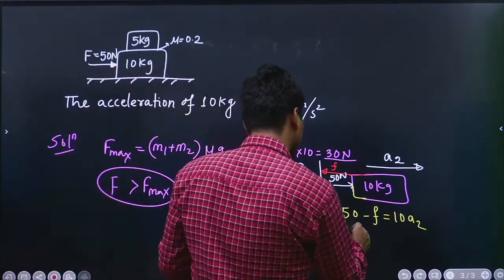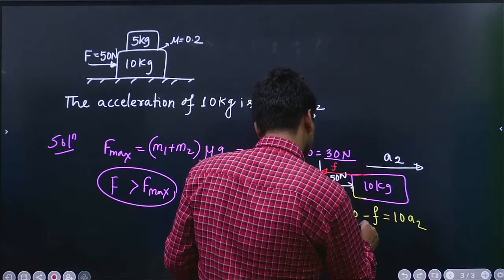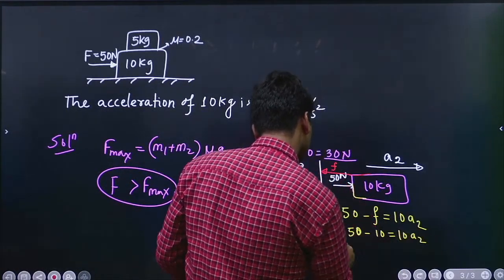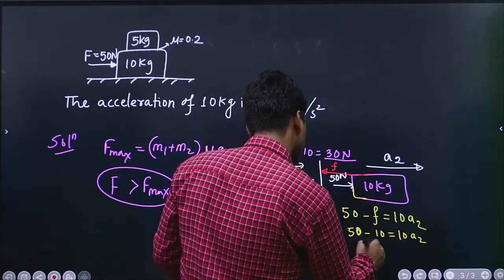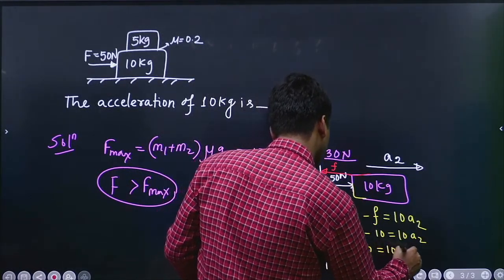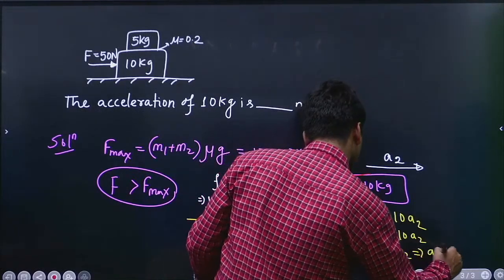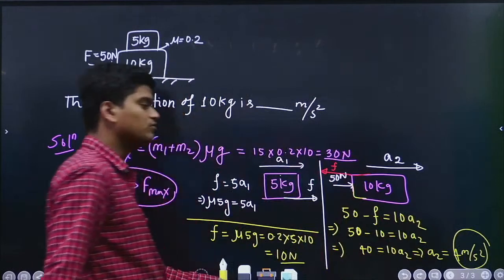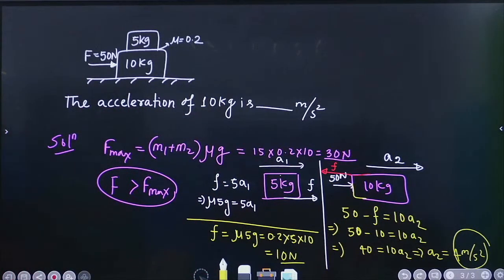Now here you can write 50 minus the frictional value 10 equal to 10 A2. Now 50 minus 10 is 40, equal to 10 A2. Then A2 comes to 4 meter per second square. Yes or no? 4 meter per second square.